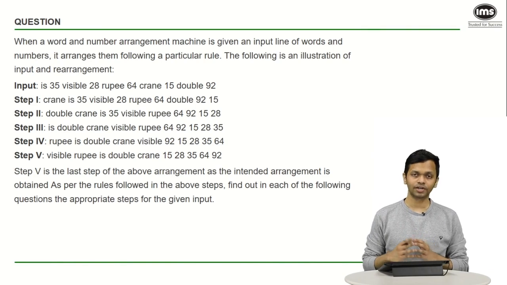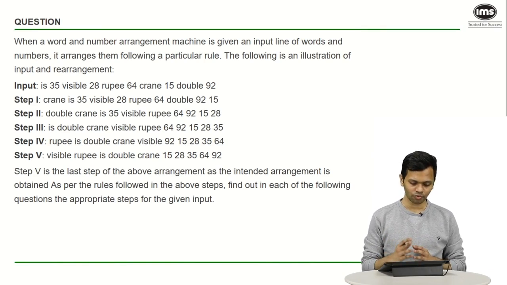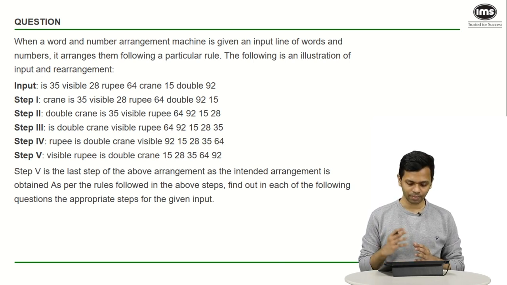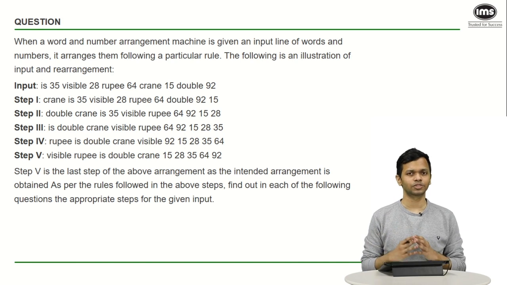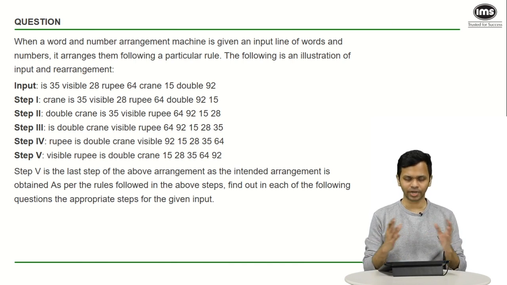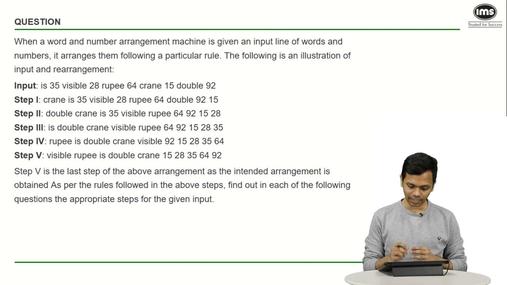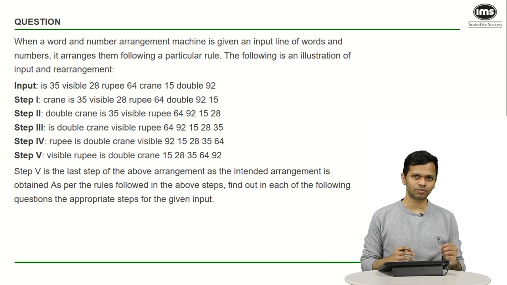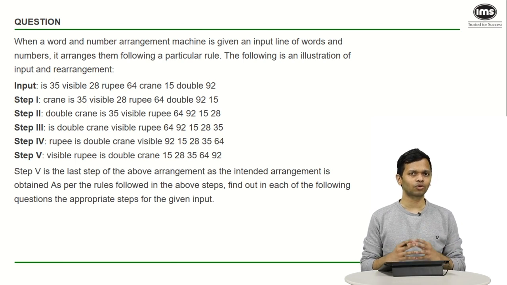So this is the question that you have. There is a word and number arrangement machine that is given an input, which is a line of words and numbers. There is a particular rule that it is following, and based on that there are some steps. This is also called sequential output. You have step 1 to step 5, and step 5 is the last arrangement of the above entire sequence that is happening. That is the intended arrangement, and for the question you are given a sequence and you have to figure out what will be the intermediate steps and the final step.